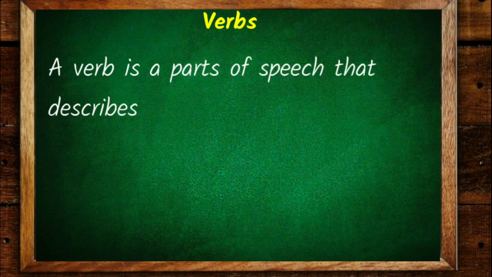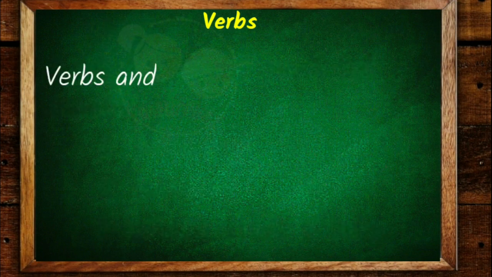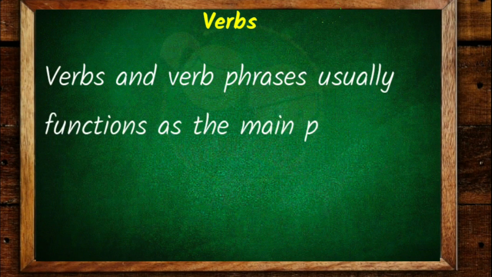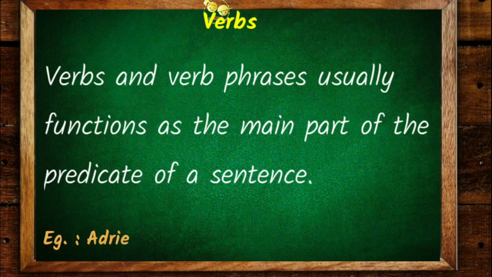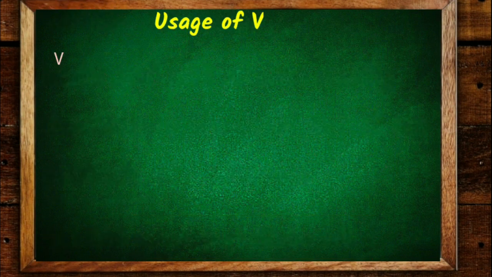A verb is a part of speech that describes an action, occurrence, or indicates a state of being. Verbs and verb phrases usually function as the main part of the predicate of a sentence. Adri was playing with her doll. The predicate: was playing with her doll.